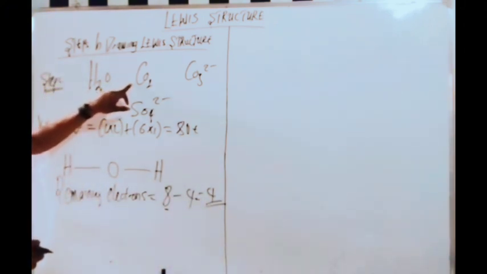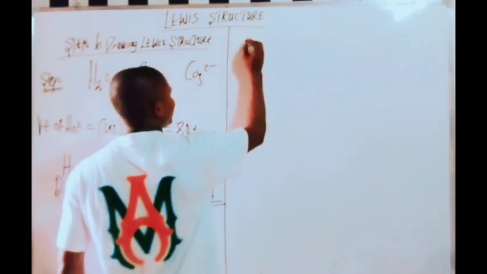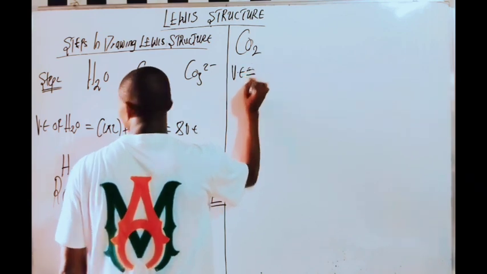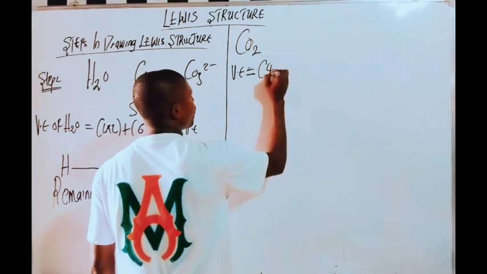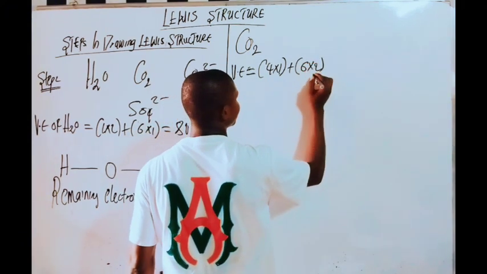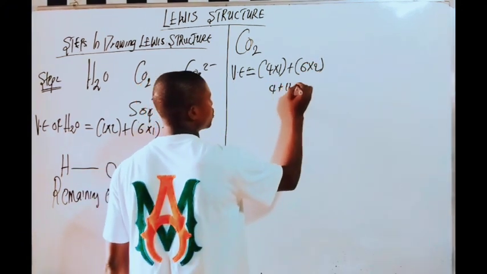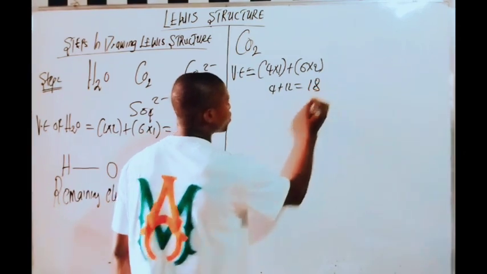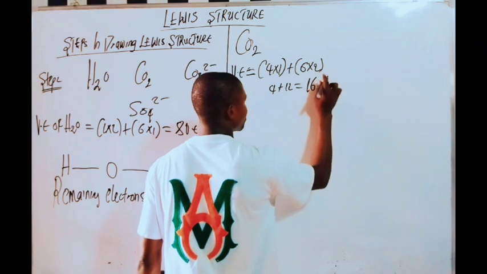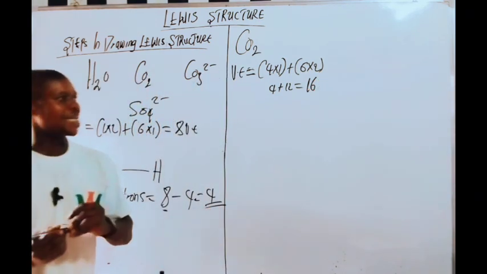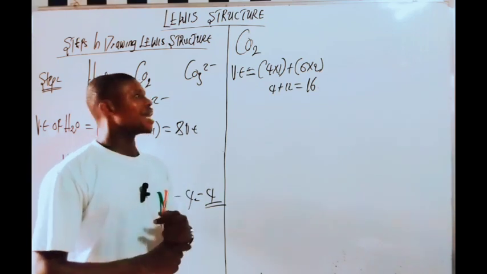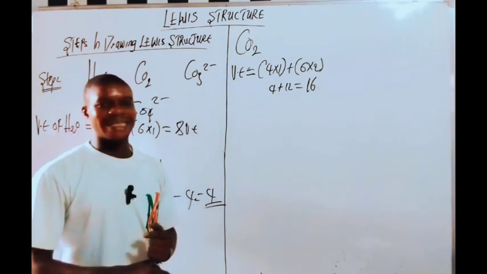Now let me look at CO2. What is the valence electron? It's going to be 4 times 1 plus 6 times 2, so 4 plus 12, which gives 16 valence electrons. So the next thing to do is to draw the skeleton. Now to draw the skeleton here, carbon will be the center atom.